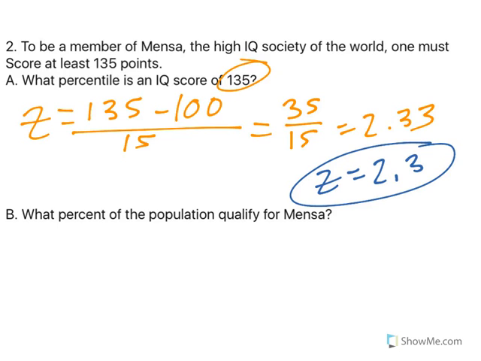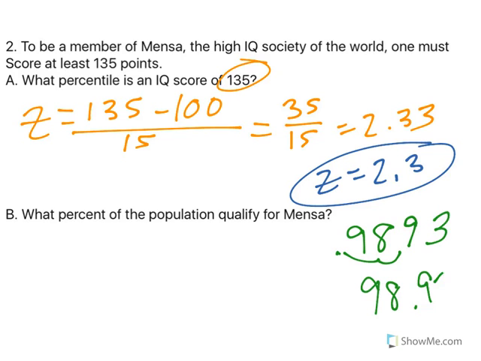So if 2.3 is my z-score, when I look that up on the table, rounded, 2.3 will give me 0.9893. So boom, boom, 98.93%. We would say that is the 99th percentile because 98.9 rounds up to 99. So if you have an IQ score of 135, you are in the 99th percentile.